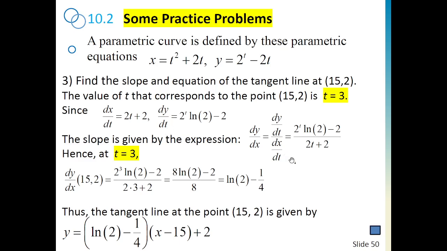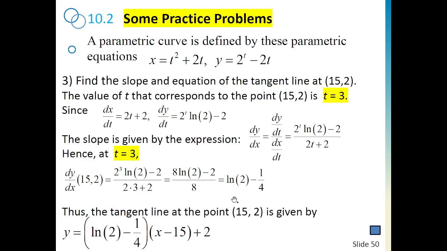So we have the expressions for the derivatives. We plug time t equal 3 into these expressions, and we get a value for the slope. I kept it as is and didn't try to get an approximation in decimals, but you could, it's fine. So basically we have a slope here at the point (15, 2).